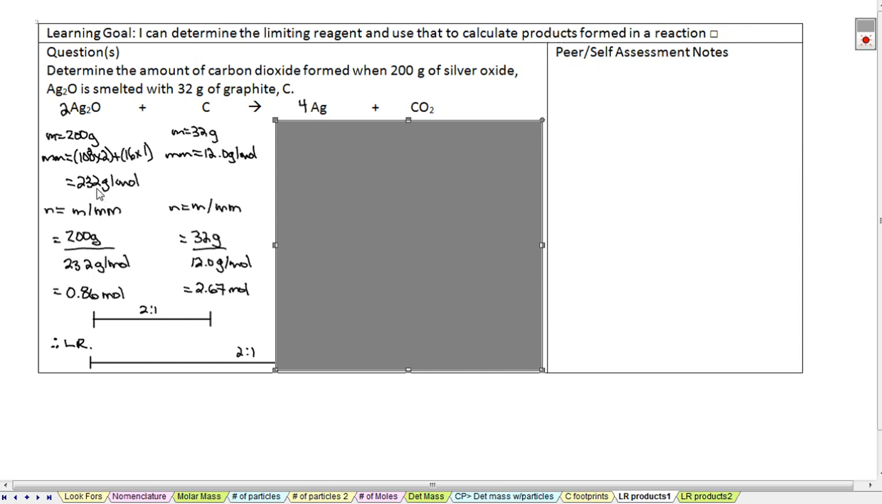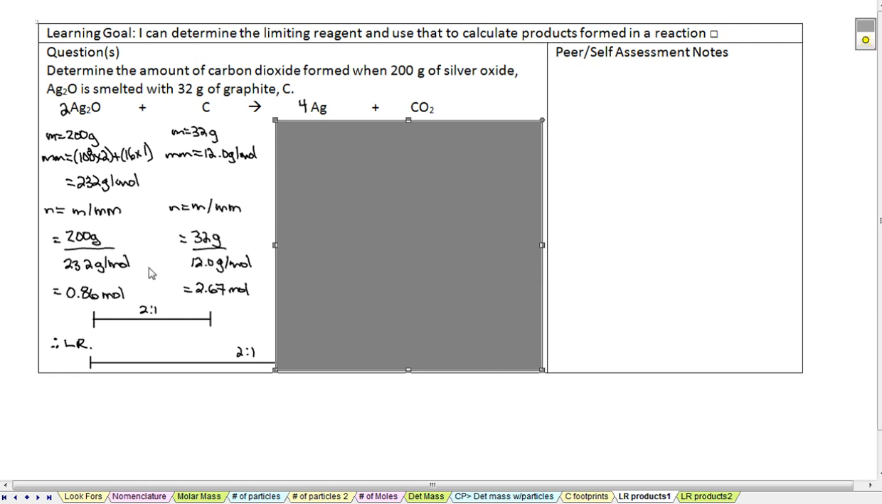So I determine my molar mass of silver oxide, 2 times 108 for silver, plus 16 times 1 for my oxygen, 232 grams per mole. My molar mass of carbon, of course, is just 12. So my number of moles of silver oxide, and we can see this is going to be a small number already. It's going to be 200 divided by 232. Estimate, you know that this is smaller than that, so you're going to have a decimal, which is 0.86. We have more carbon than the molar mass, so 32 divided by 12 is 2.67.